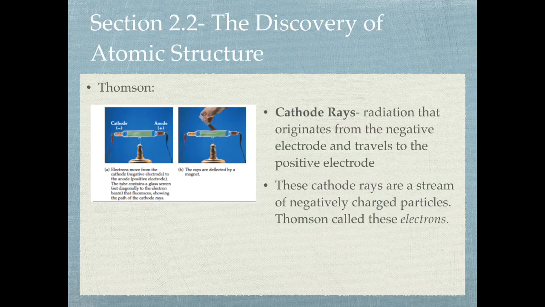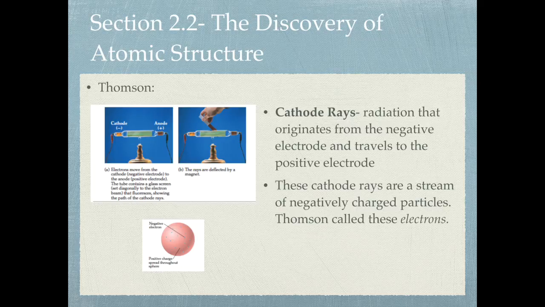So those electrons are moving through that electrode tube, and what he noticed was that if he exposed that cathode ray tube to a magnet, then the rays would be deflected by the magnet, proving that those particles moving through the cathode ray are charged, and specifically that they are negatively charged. So the cathode ray experiment was Thomson, and he came up with a very basic model of the atom, and he called this the plum pudding model.